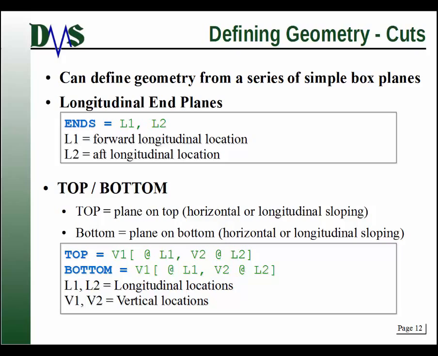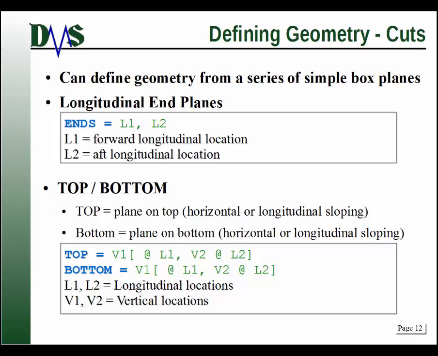So there are several different box planes that you can define, and the first of them are longitudinal end planes. This is specified with the command ENDS equals, and then it's the forward and aft location of your end planes here, separated with a comma. Now you can also do the top or the bottom of your object. So top is going to be TOP equals, and bottom is going to be BOTTOM equals.